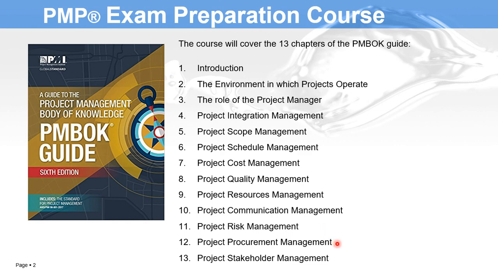And then chapter 12, project procurement management, will provide information about how we are going to acquire and obtain any kind of resources from outside the organization, how we are going to manage the contract between us as a performing organization and the vendors or the suppliers. And then chapter 13 will provide information about the stakeholder, how to manage the stakeholder, how to identify stakeholder.